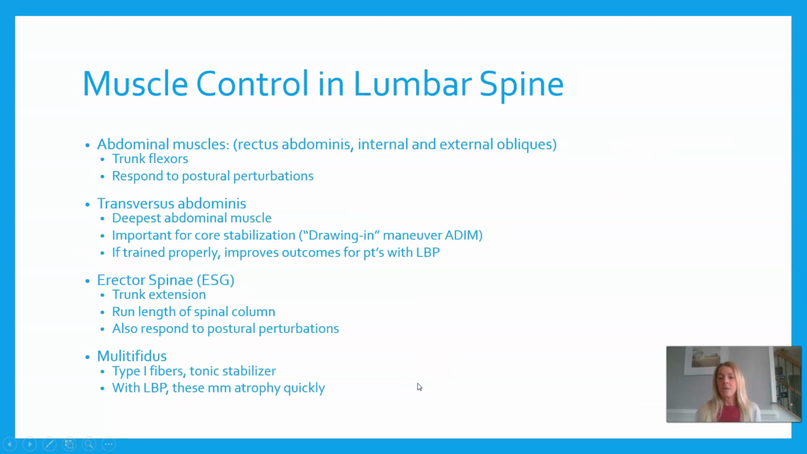So, major muscles of the lumbar spine. We have the abdominal muscles: rectus abdominis, internal and external obliques. Those are going to be our major trunk flexors. They're going to help respond to any type of postural perturbation.